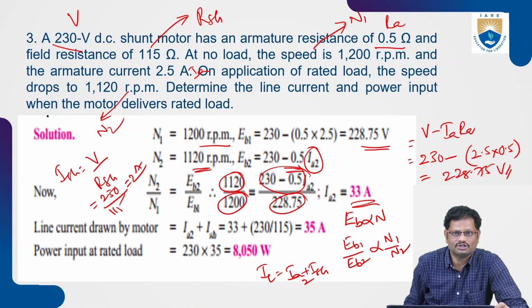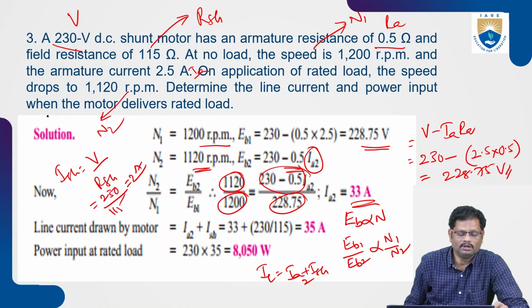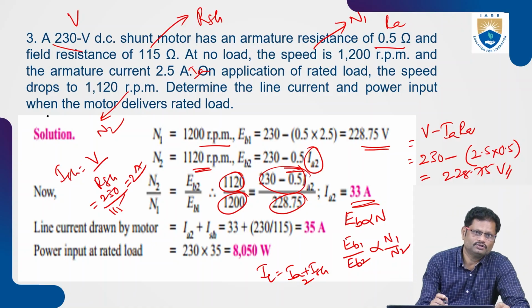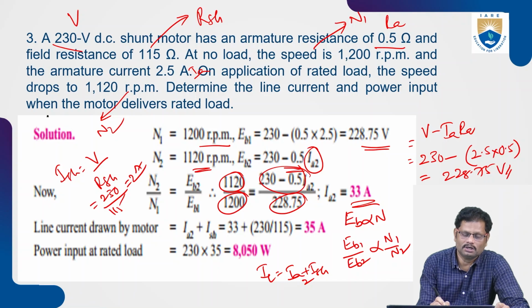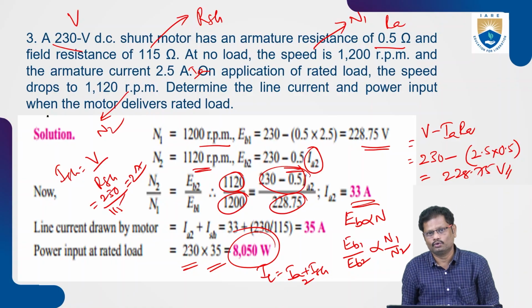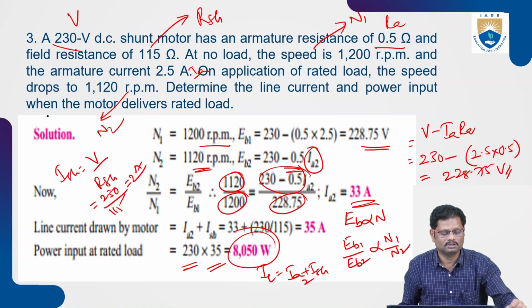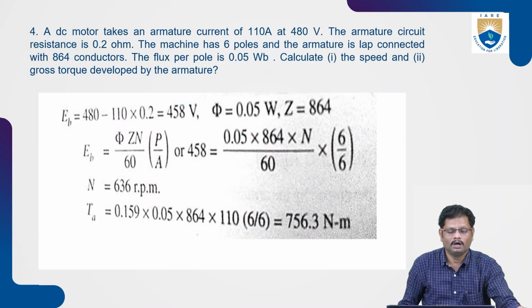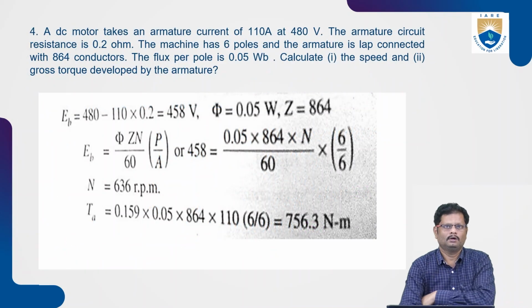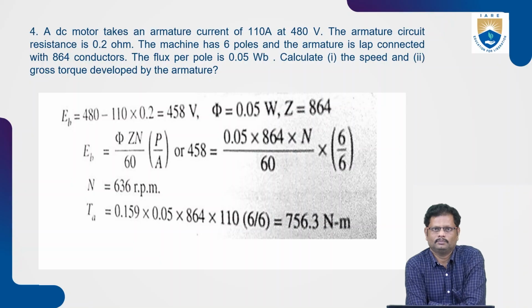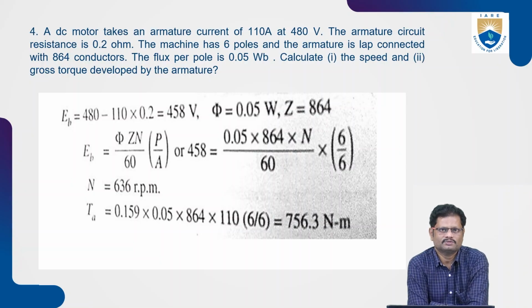And power input at rated speed, rated load is nothing but V into IL, which is nothing but V is 230 and IL is 35. So its value is 8050 watts. Power input at rated load is 8050 watts. And one more problem related to the same DC motor's torque expression.